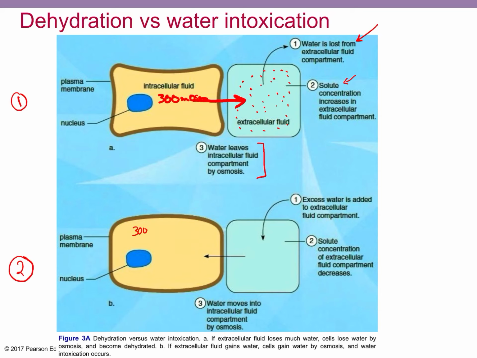If we look at the second scenario, we have a situation called water intoxication, where someone is drinking an excess amount of water, copious amounts of water. What this leads to is that you are adding water and diluting the solute concentration. So the solute concentration of the extracellular fluid decreases. Compared to the outside, the inside of the cell is going to have more solutes because you diluted it by drinking so much water. So water is going to move through osmosis into the cells, and cells will start to swell.